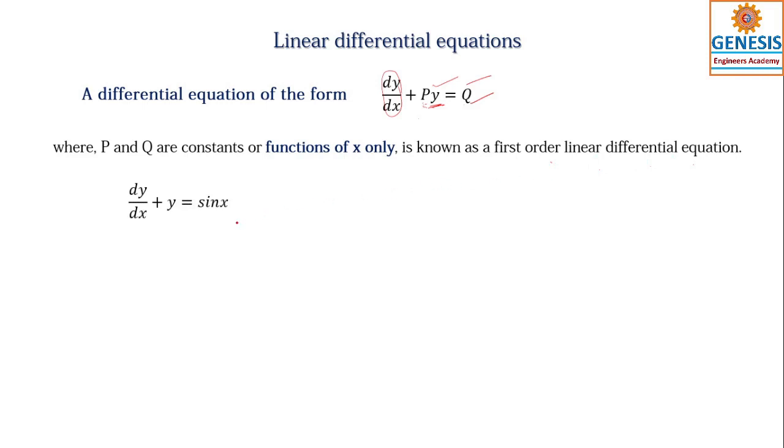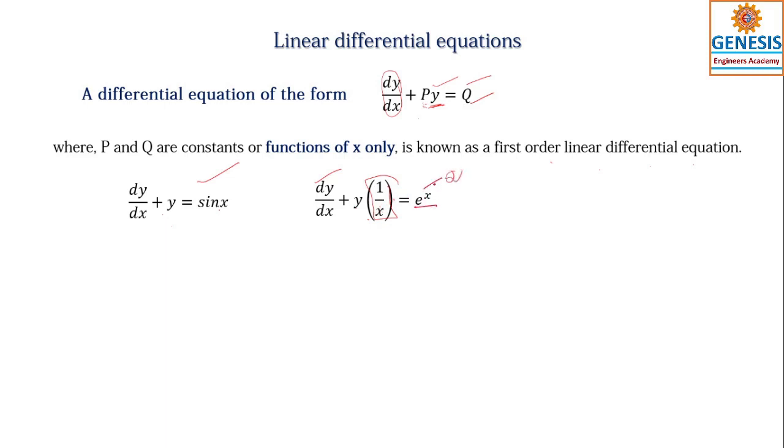I'll solve this problem, that is dy by dx plus y is equal to sin x. So here p is equal to 1, q is equal to sin x. Okay, it is first order, first degree, that is linear. In this case, p is 1 by x, because it is y, we can call this p of x. Here e to the power of x is q.